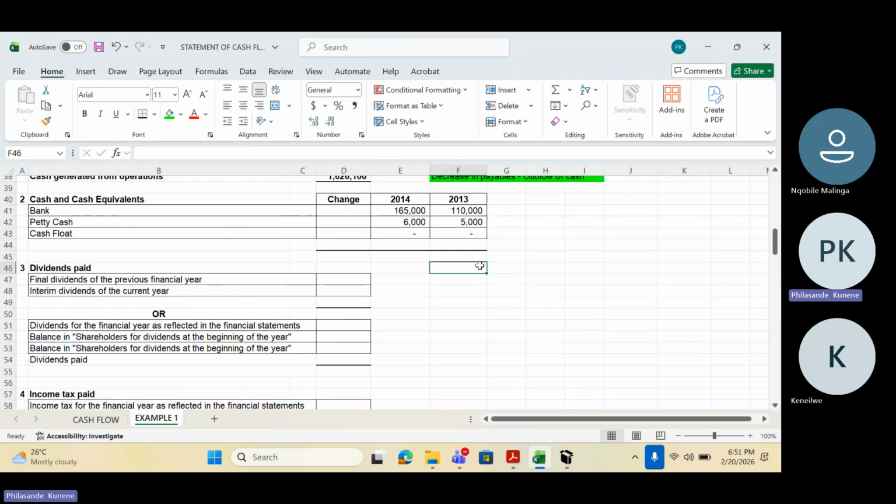Now we're asking ourselves a question. In the previous year, I have 110,000 in my bank account. In the current year, I have 165,000. So how much is the change here? 165 minus 110. How much is the difference that we have? 55,000.